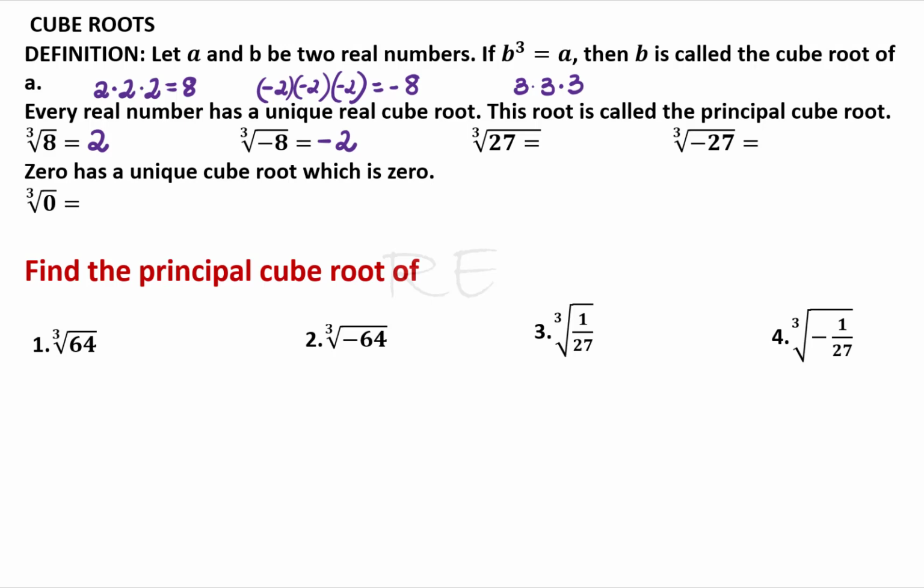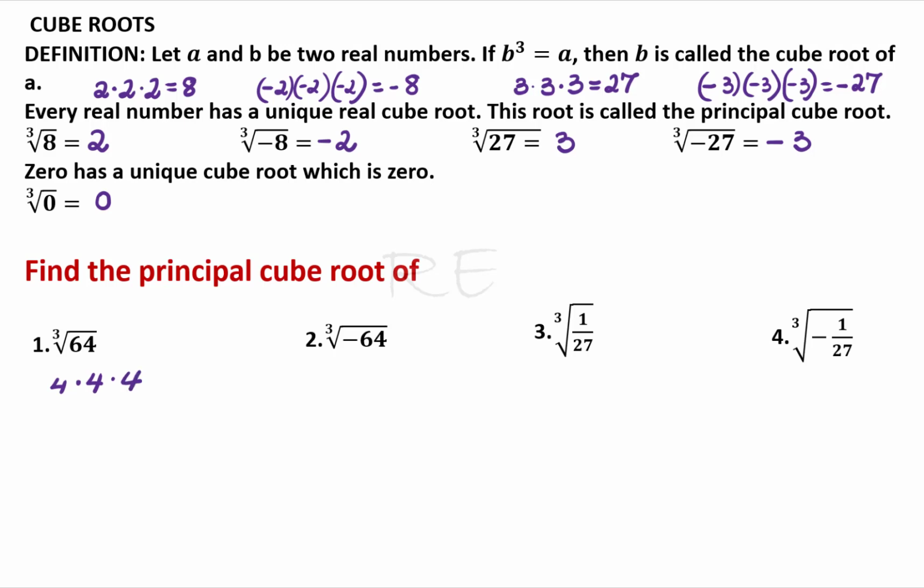Similarly, 3 times 3 times 3 is equal to 27. Cube root of 27 is 3. Negative 3 times negative 3 times negative 3 is equal to negative 27. Principal cube root of negative 27 is negative 3. 0 times 0 times 0 is 0. Therefore, the cube root of 0 is 0.